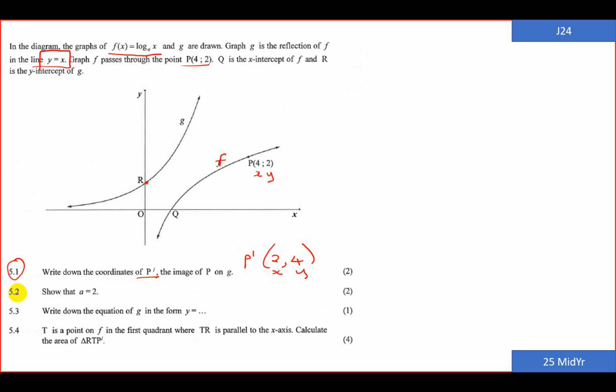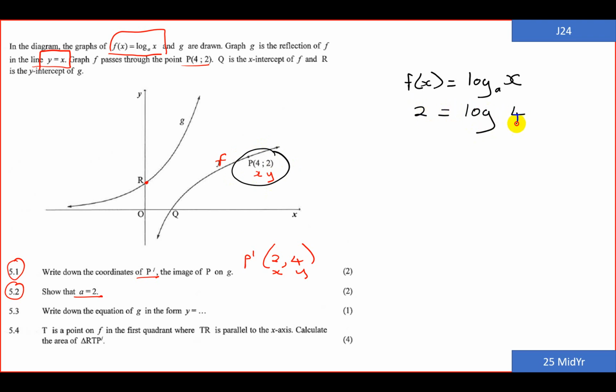The next question says, show that a is equal to 2. So we have the equation which we're going to write down. Just going to change the color of the pen. And the equation given here is f of x is equal to log. So to find a, we have to sub a point on the graph. And the point given on the graph is p, which is 4, 2. So the y value is 2, and the x value is 4, and the base is a. Now remember, we are not finding the inverse. So we don't have to swap x and y. We are trying to find a value of a by substituting a point on the graph.